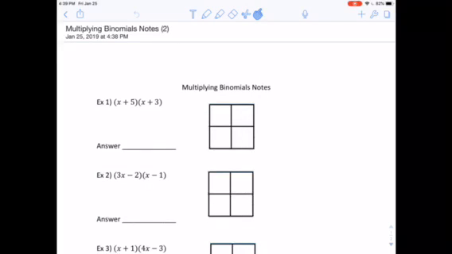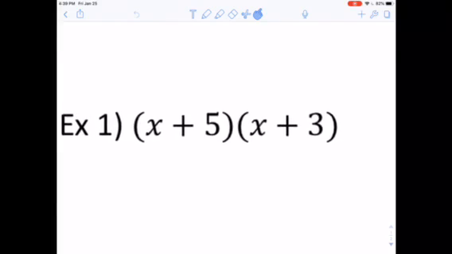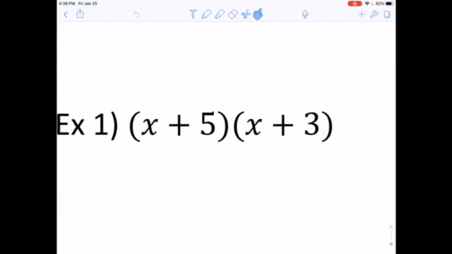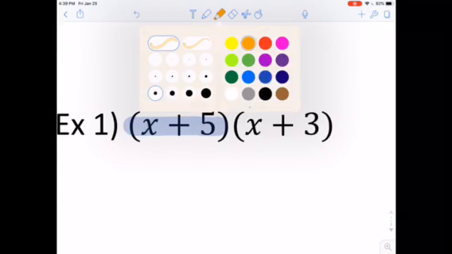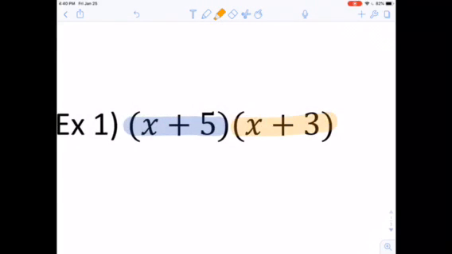Okay, so we're going to begin today multiplying binomials. We're going to be multiplying a binomial times a binomial. So let's take a look at sample number one. Sample number one, we have two binomials here. The first binomial is going to be x plus 5, while the second binomial is going to be just x plus 3. So first binomial, x plus 5. Second binomial, x plus 3.